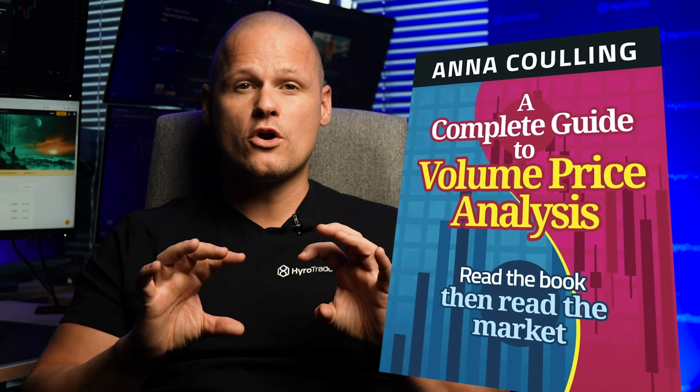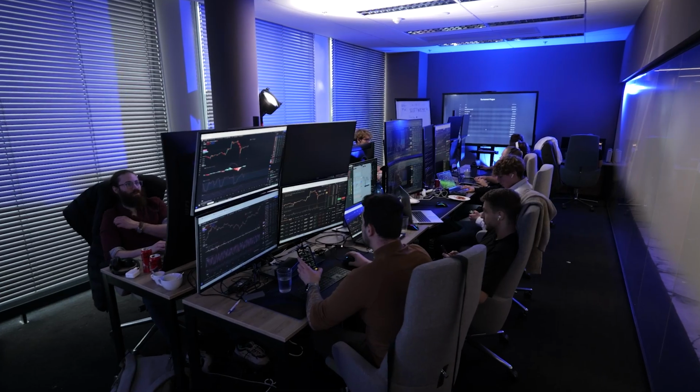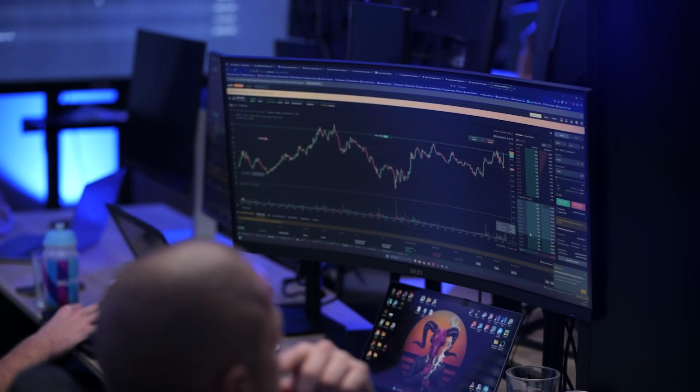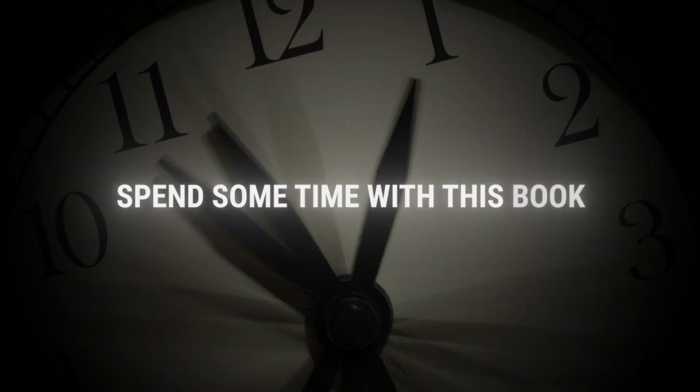And right now I want to recommend a book from Anna Coulling called Volume Spread Analysis. This one really helped me to understand this magic indicator which can tell you the future. So if you're considering adding volume as a confirmation to your strategy, I really recommend you take some time and spend it with this book.